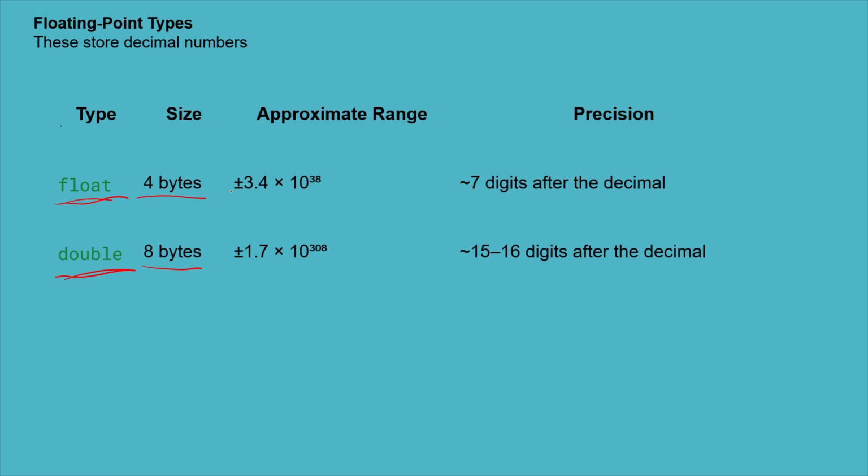The range is plus or minus 3.4 times 10 power 38. So that means after the decimal, up to 7 digits it can hold. Whereas with 8 bytes, we can go with plus or minus 1.7 times 10 power 308. What it means is, this exponential says up to 15 to 16 digits after the decimal number.